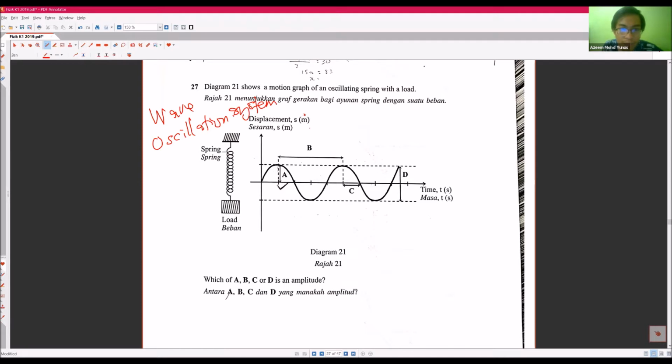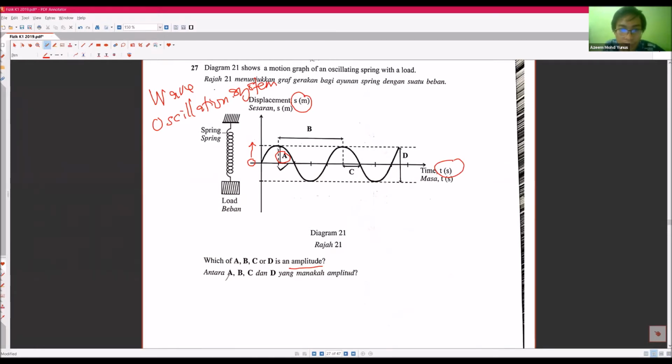So this is the graph of displacement and time. Which of A, B, C, or D is the amplitude? The amplitude is actually from zero, from the equilibrium, to the maximum displacement. So in this case, the maximum displacement is A. Okay, so what is B? B is the period, because we have time over here, so the distance between A for B is the period.